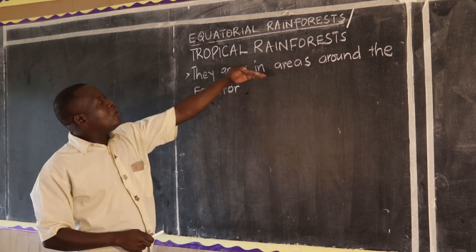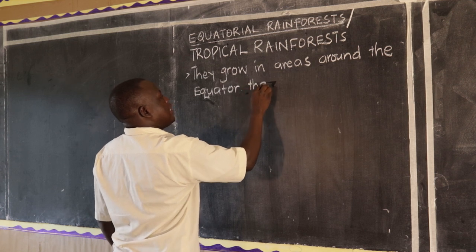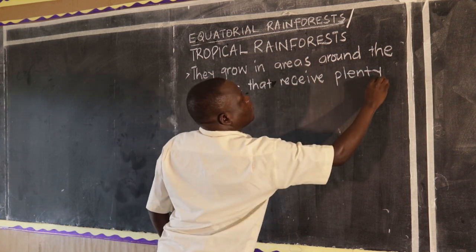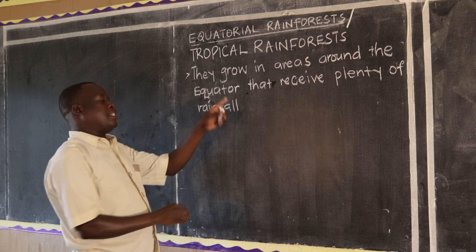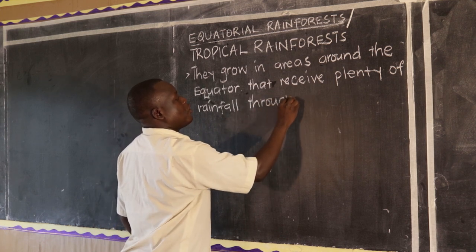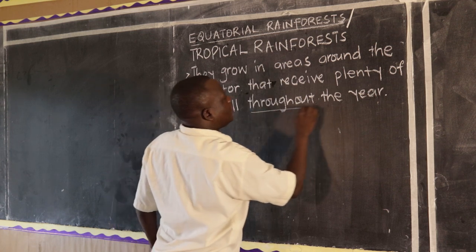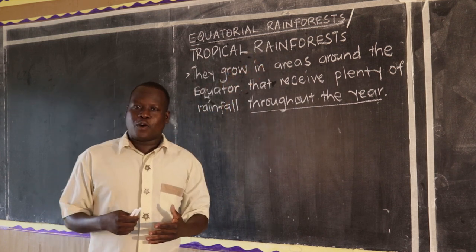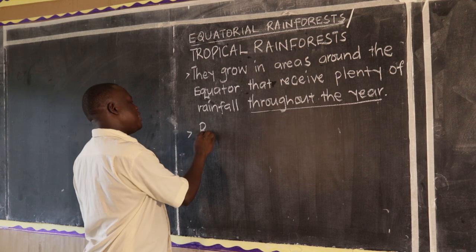Now, why do you think they only grow in areas around the equator? These areas receive plenty of rainfall, and not only once, but it must be throughout the year. So receiving rainfall throughout the year makes them continuously grow.